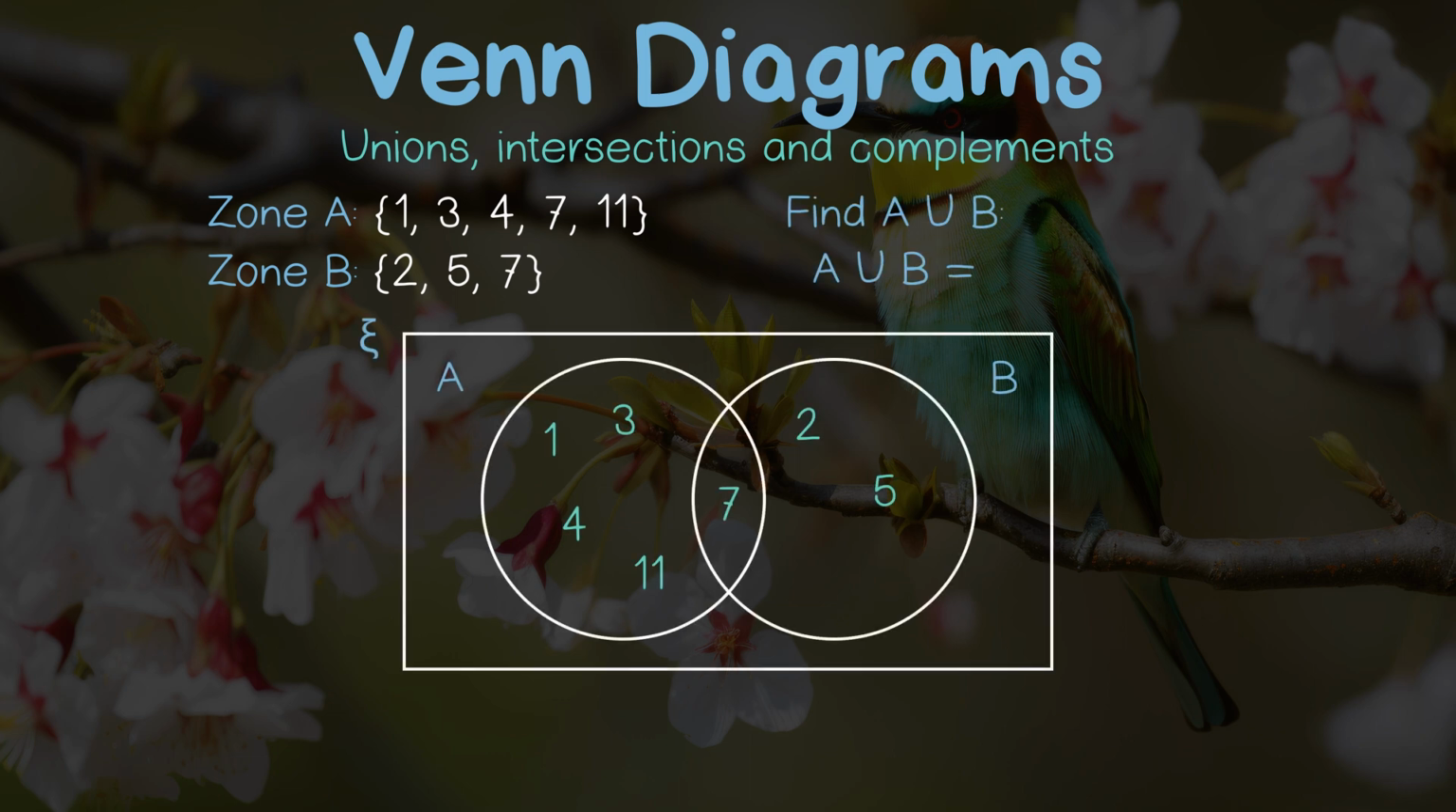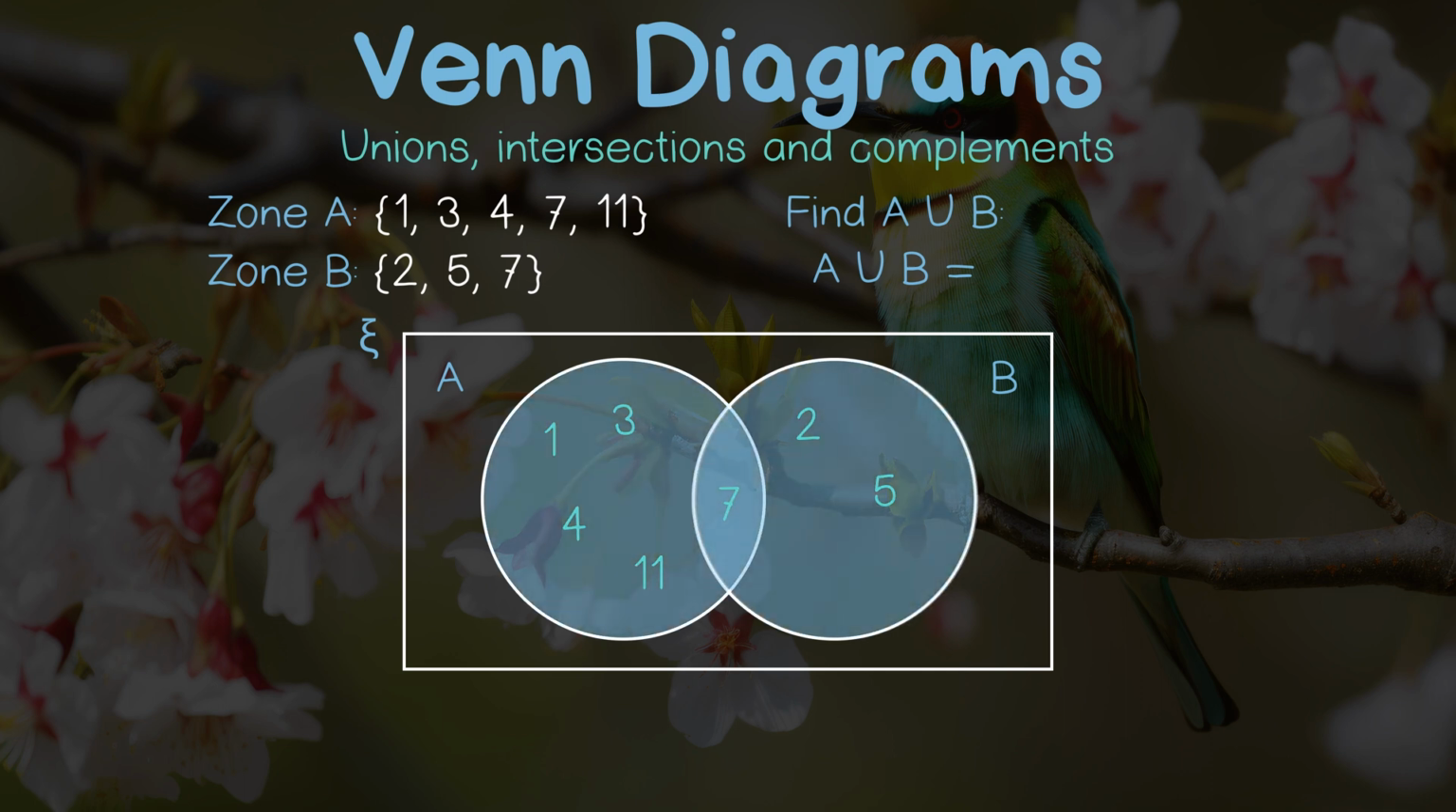To find the union of A and B, we'll include all the numbers found in both sets. This means our combined set will be 1, 2, 3, 4, 5, 7 and 11. So the union, represented by this symbol, of A and B represents all the data for our bee-eaters.